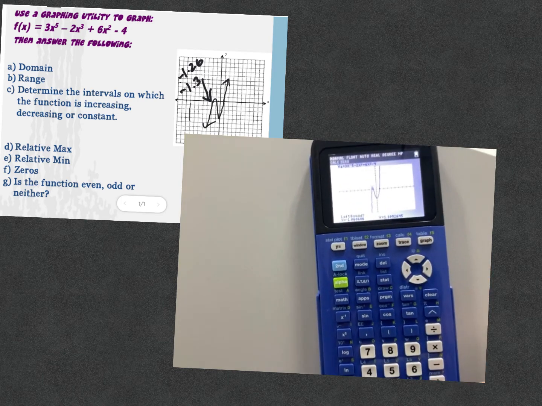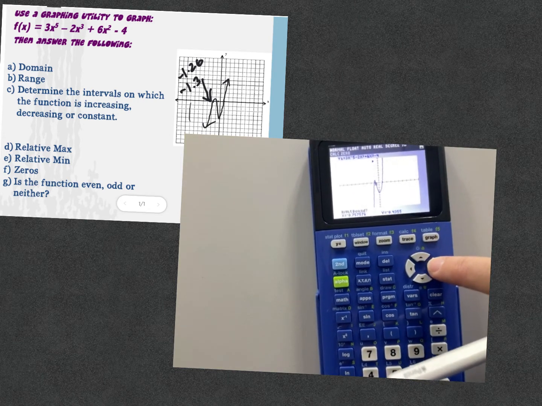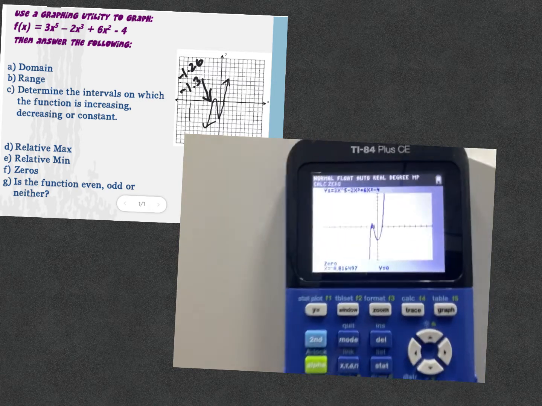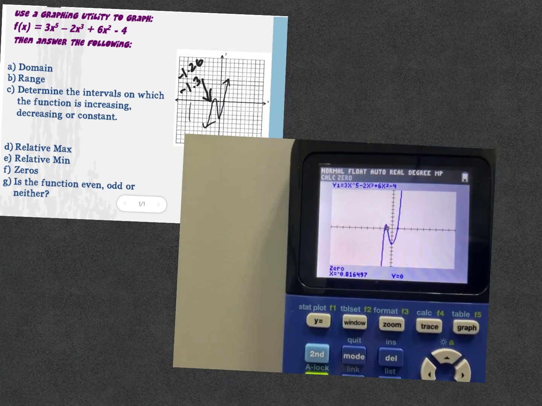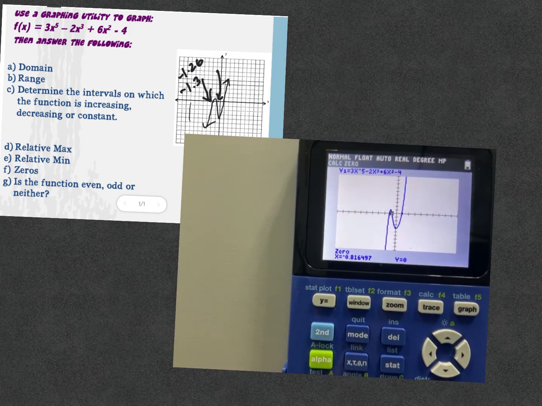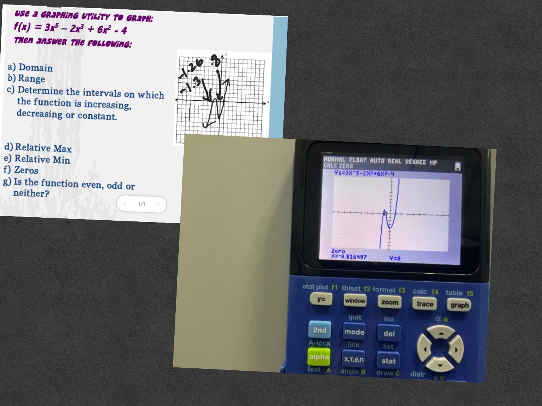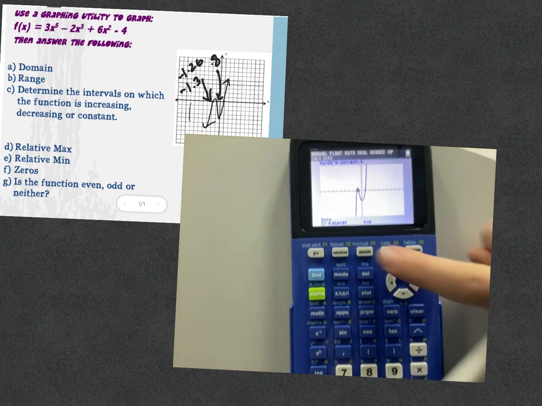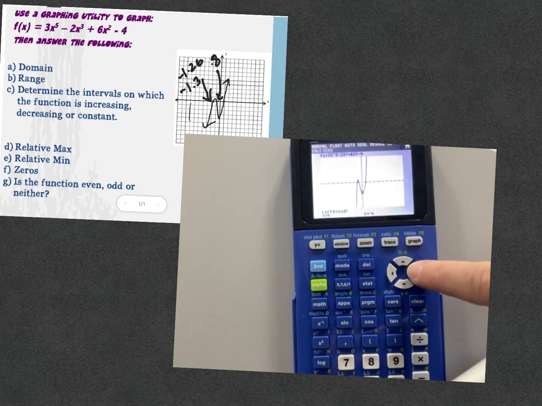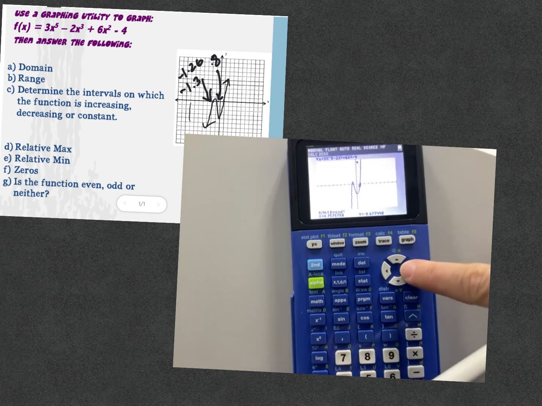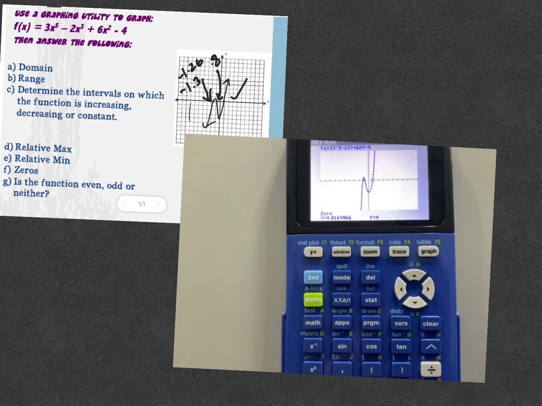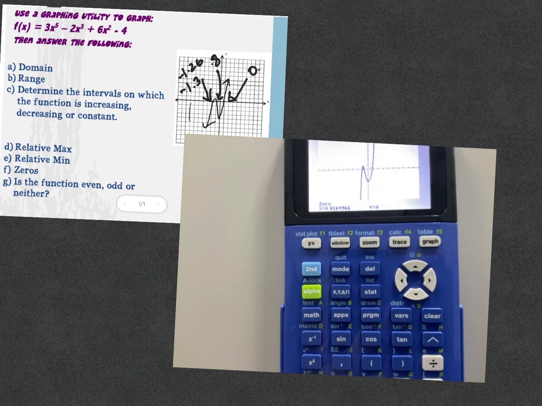This time I'm going left of the second one. Then I'm going right of the second one. And then I'm hitting enter to guess. And that point is 0.816. So this next one would be 0.8. Then I want to find the last one: second, trace, 0, left of it, right of it, bring me there, and it's a positive 0.8.